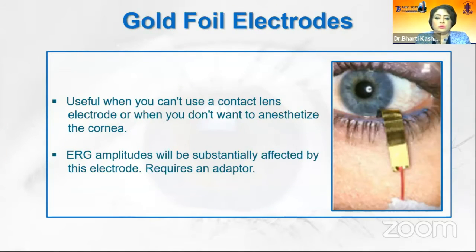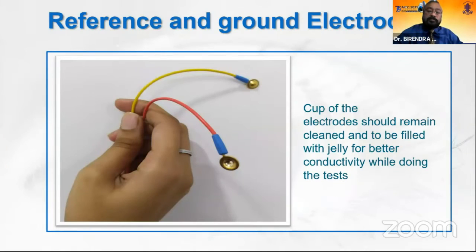Gold foil electrodes are useful when you can't use a contact lens electrode or when you don't want to anesthetize the cornea. ERG amplitude will be substantially affected by this electrode, but it requires an adapter. The reference and ground electrode, you can see in the picture. The cup of the electrode should remain clean and needs to be filled with jelly for better conductivity while doing the test.